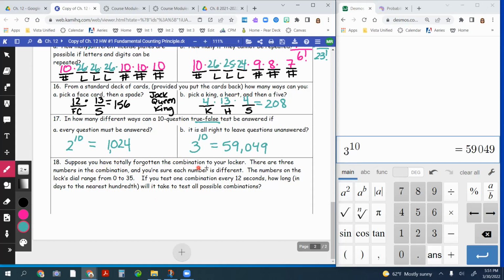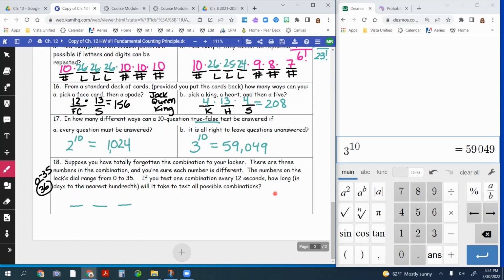Suppose you have totally forgotten the combination of your locker. There are three numbers in the combination. Okay, so there's three numbers, 1, 2, 3. You're sure that each number is different, so there's no repetition. The numbers on your lock's dial range from 0 to 35. So you got to be careful. 0 to 35 is actually 36 choices. Okay. If you test one combination every 12 seconds, how long in days to the nearest hundredth will it take to test all possible combinations?